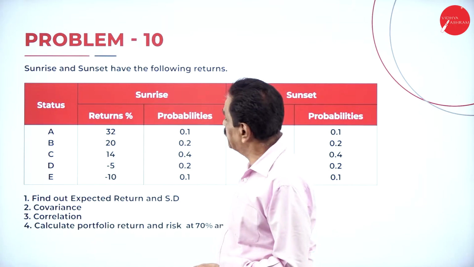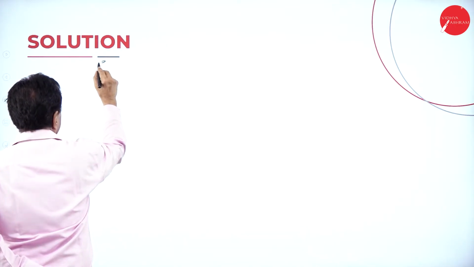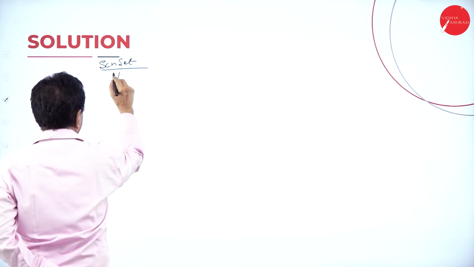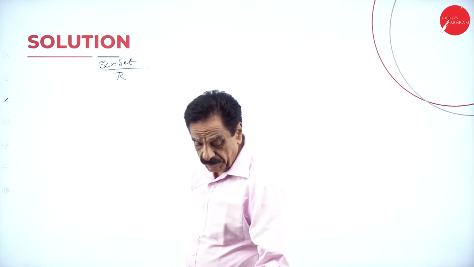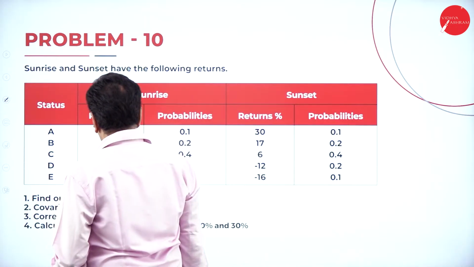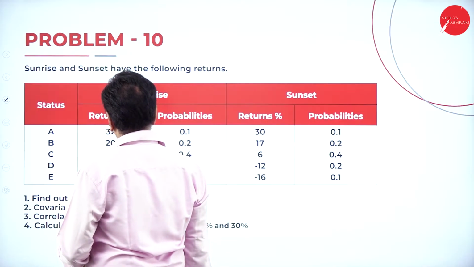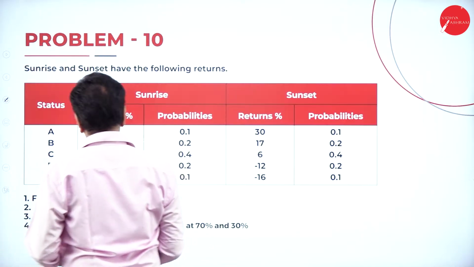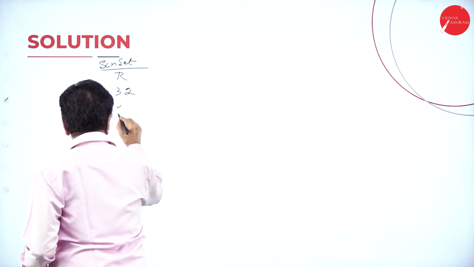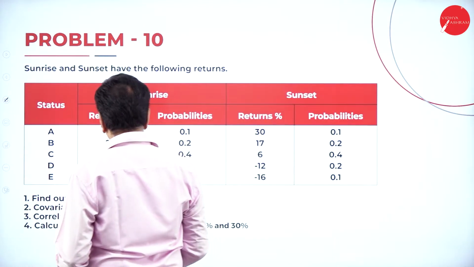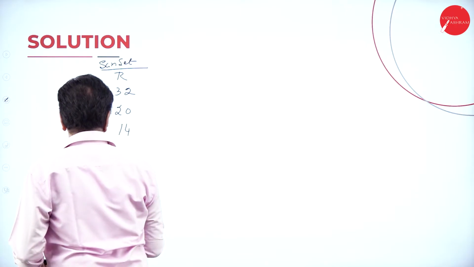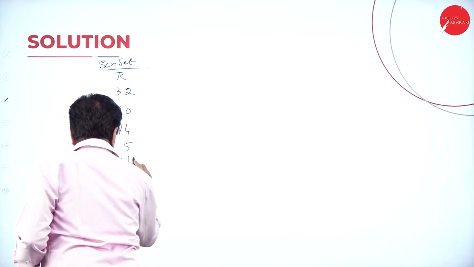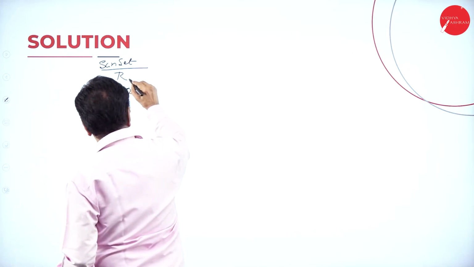First is sunset. Returns. Returns are 32, 20, 14, minus 5, minus 10. This is R1.